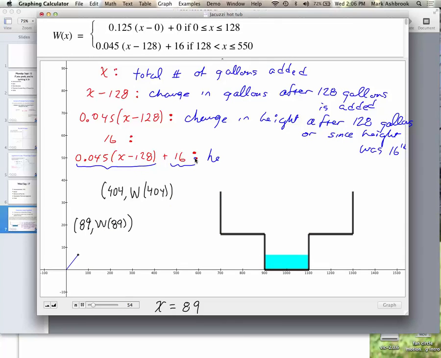You take the 16 inches from the bottom, you add the change, right? That's delta y. That's what this is. Because it's what? K delta x. So it's a delta y. Delta y plus old y. Familiar? Yeah. Right. Delta y plus old y gives you the current total height.